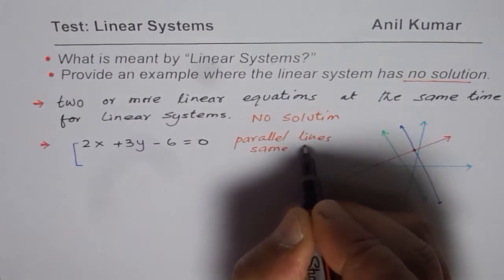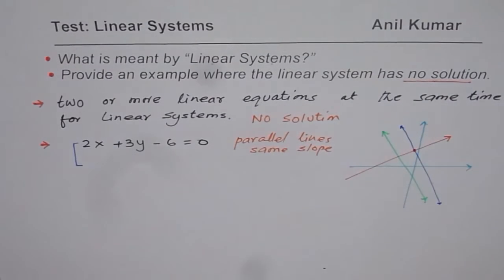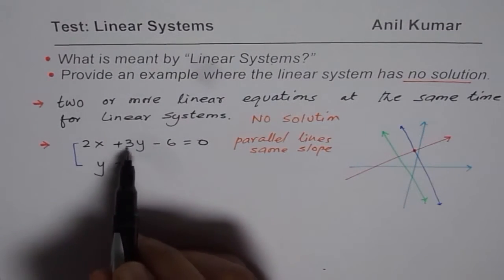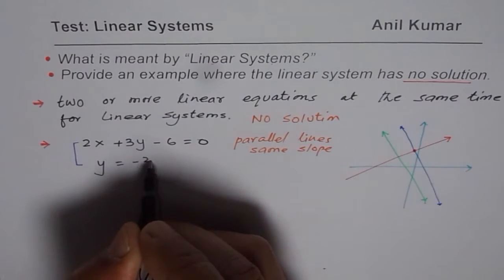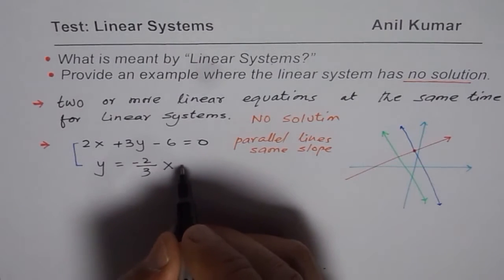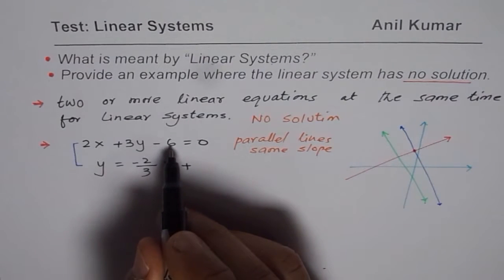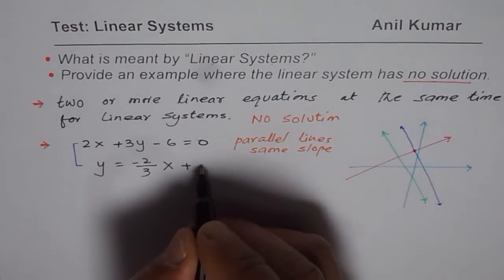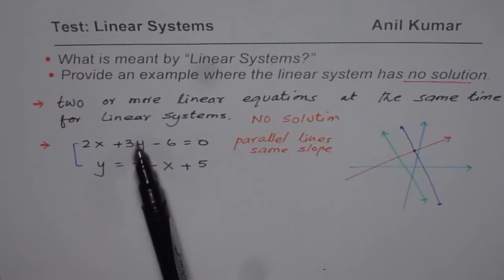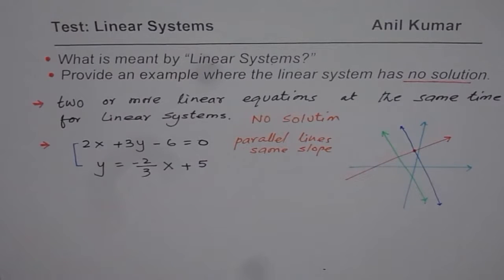That means same slope. Now this equation you can rearrange and write as y equals, when you rearrange you get minus 2 divided by 3, so that is the slope, times x, plus some y-intercept. In this case we'll get y-intercept as 6 divided by 3, which is 2. So let me write some other y-intercept, as 5, for example. So that means the other line is parallel to this line. Do you see that? And these two lines, since they are parallel, will not intersect.